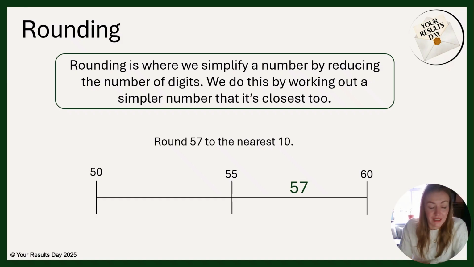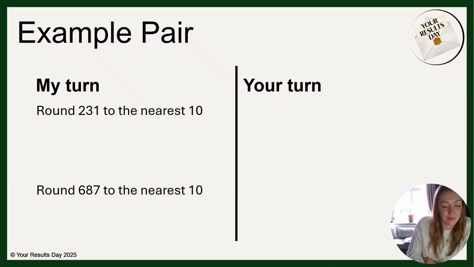First off, let's look at rounding. Rounding is where we simplify a number by reducing the number of digits. We do this by working out a simpler number that it's closest to. For example, round 57 to the nearest 10. Well, the 10s either side of 57, if we go to the 10 below it, that would be 50, and the 10 above it would be 60. 57 is closer to 60 than it is to 50. So if we're going to round it to its nearest 10, we're going to round it to 60. Let's have a look at some example pairs.